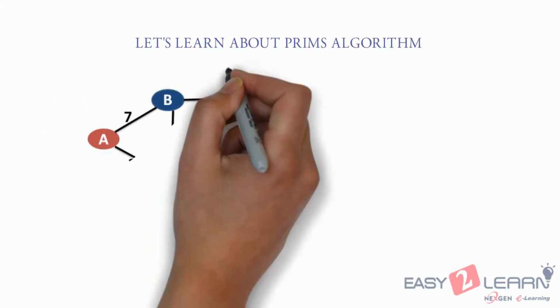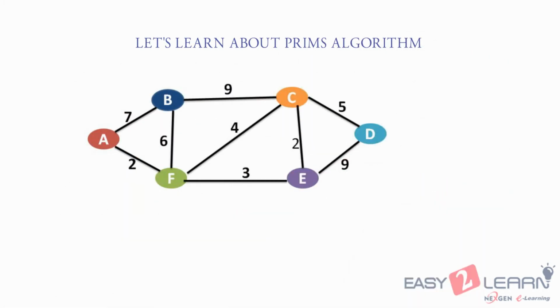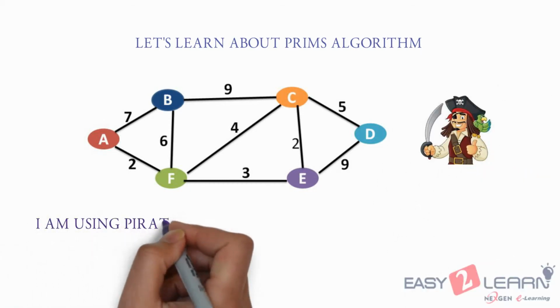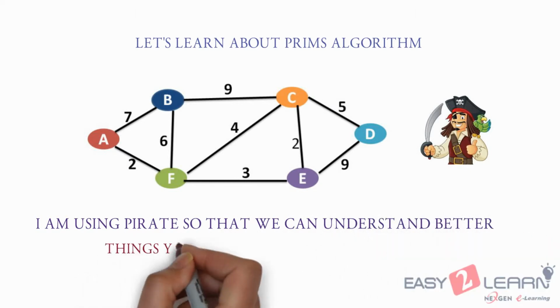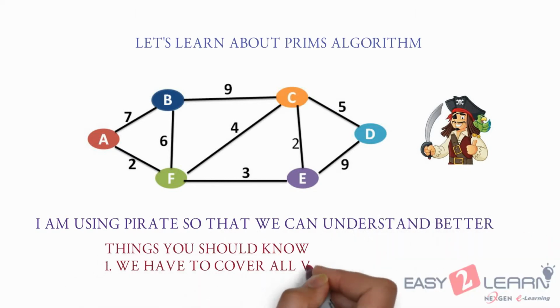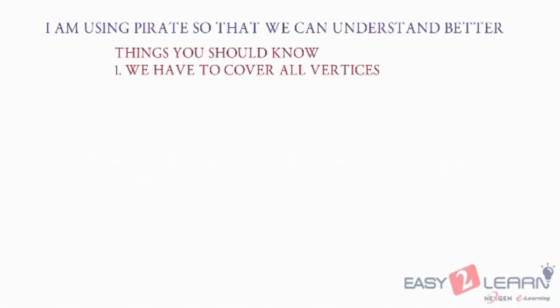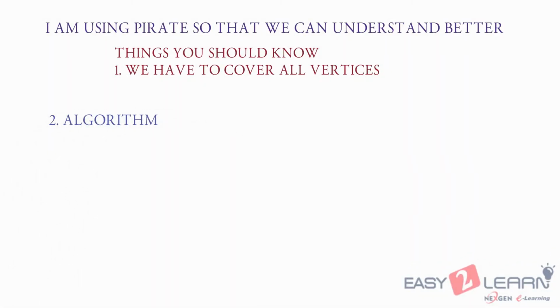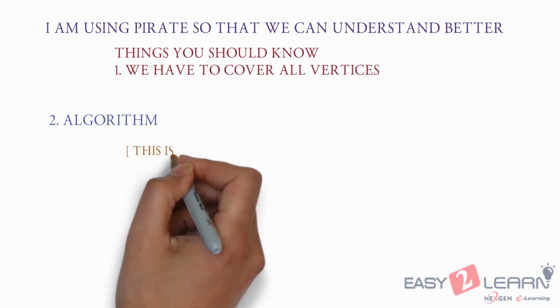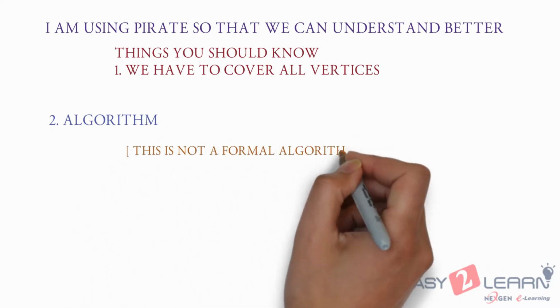Okay, let's come back to Prim's algorithm. Here is a weighted graph, and you can start from anywhere. I'm using the same pirate so that you can understand well. Right, things you should know: you need to cover all the vertices. And coming to the algorithm, this is not a formal algorithm, but remember the steps here.